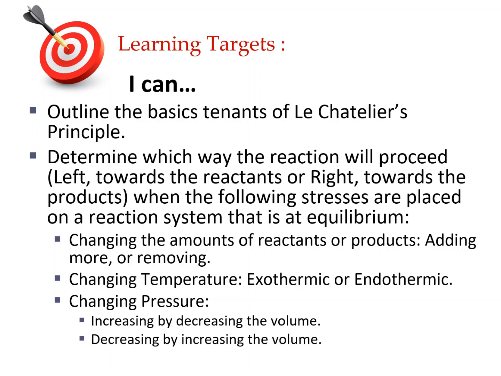All right, so we're looking at Le Chatelier's principle today. We're going to be looking at how disturbances affect the equilibrium and which way they will proceed to get back to equilibrium. There are three things that can be disturbed here: the temperature, the pressure, or the concentration of the system. So that's what we're looking at. Here are the lovely learning targets.